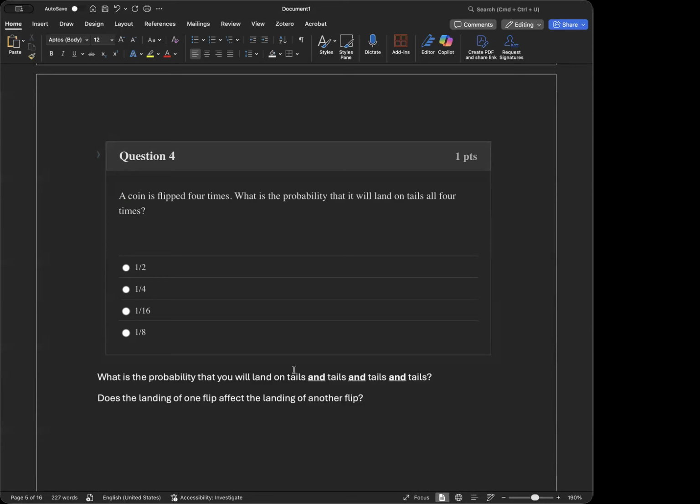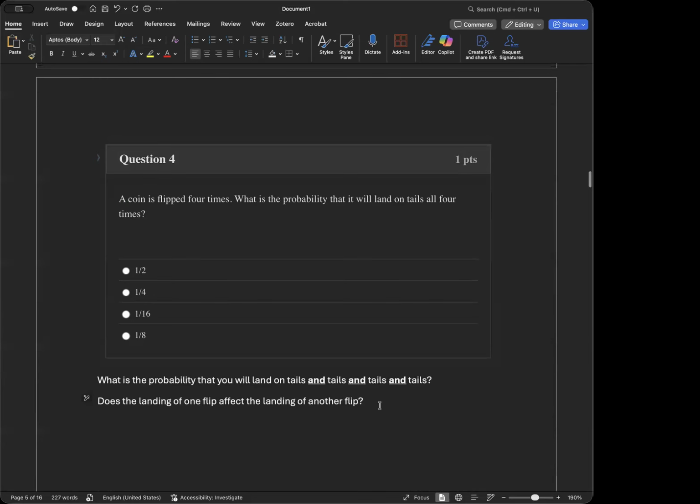So when we use the word and, we would use the multiplicative rule. Does landing on one flip affect the landing of another flip? No, it doesn't. So that's how we know these events are independent, and we're using the word and for each of these flips. So we're going to use the multiplicative rule.